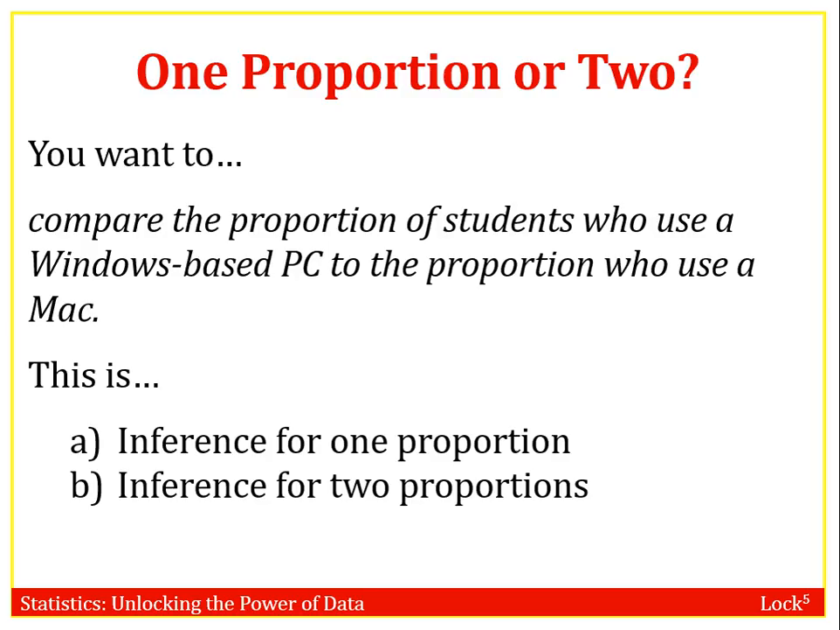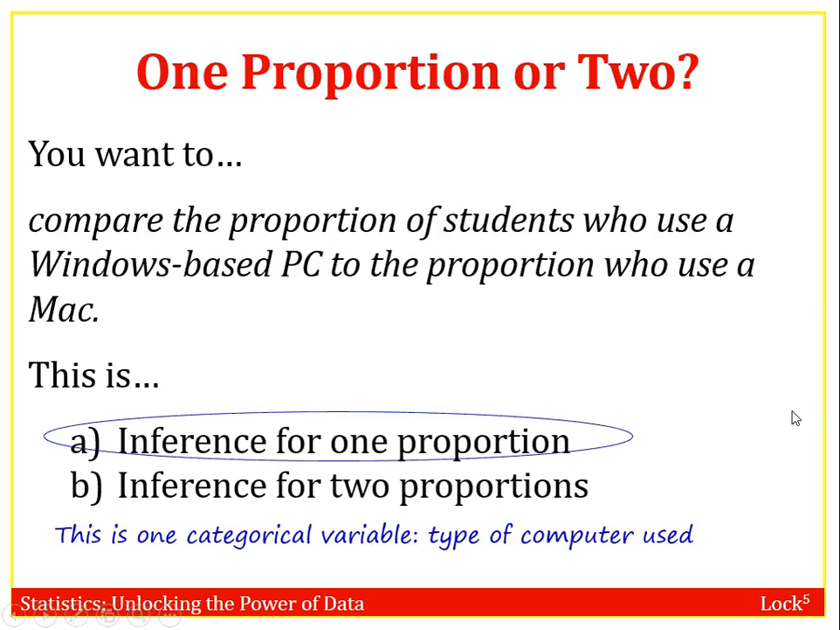So decide whether this one is one proportion or two proportions. Pause the video and answer the question. It's really only one proportion. You either use a Windows-based PC or a Mac-based PC. It's one or the other. The type of computer that you're using is one categorical variable.